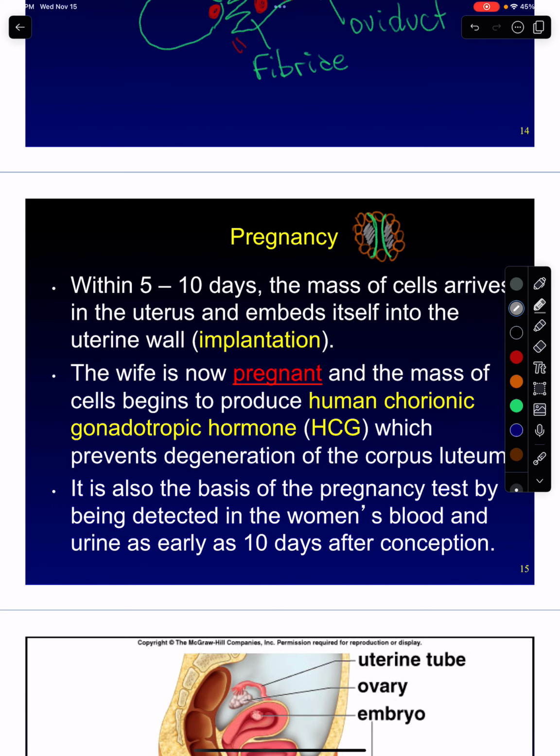So I'll go ahead and label that, right? Let's use the colors, right? This is the ectoderm, right? You've got your mesoderm here.